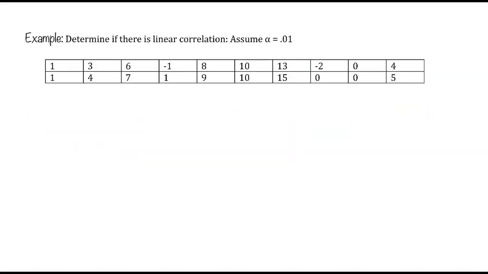In this example, we have a new set of paired data, and this time our value for alpha is 0.01. Once again, let's start by putting these values into our lists, list 1 and list 2, and we'll look at the scatter plot to get a heads up on if there is a pattern.